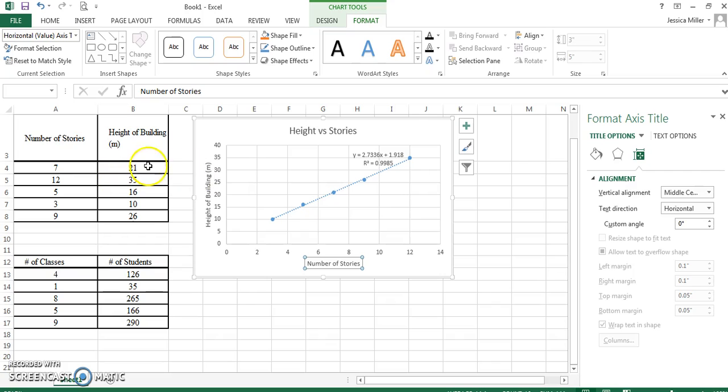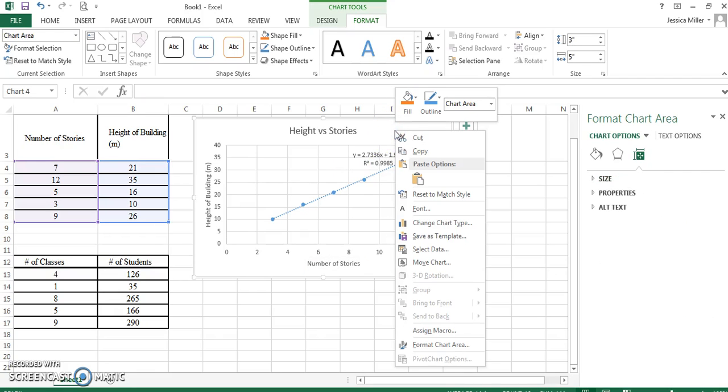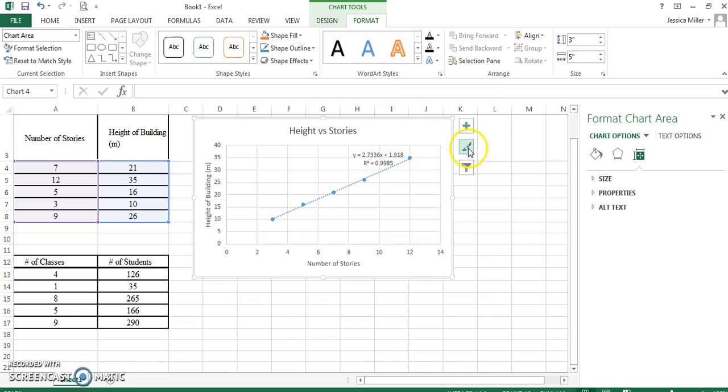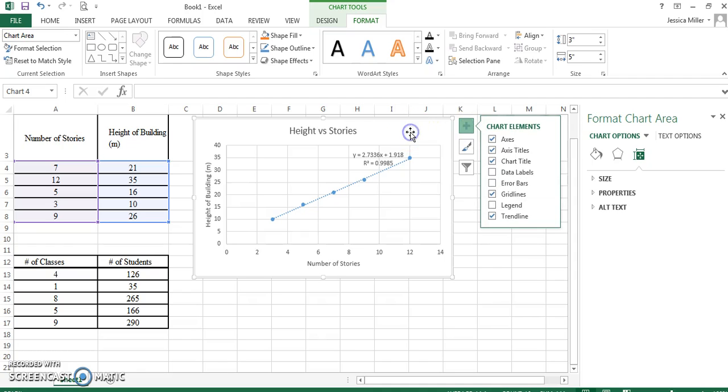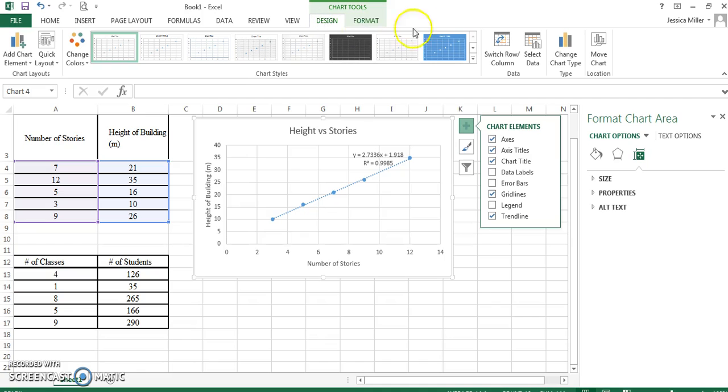If for some reason something messed up and you had your independent variable and dependent variable backwards, you can change your data. Let's see, how do we do that? Not chart elements. I think we're going to go up here to design. Okay, right here, switch row and column. I think that will allow us to change our data.